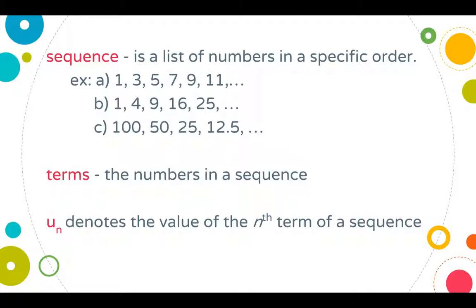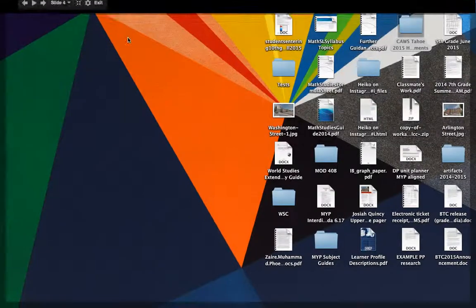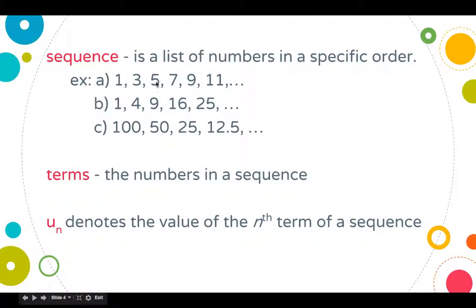So for example, if I look at example A, I have 1, 3, 5, 7, 9, 11. These are all terms. I could say that the first term is 1, the second term is 3, the third term is 5, the fourth term is 7, etc. And there are, let's see, 1, 2, 3, 4, 5, 6 terms listed in the sequence.